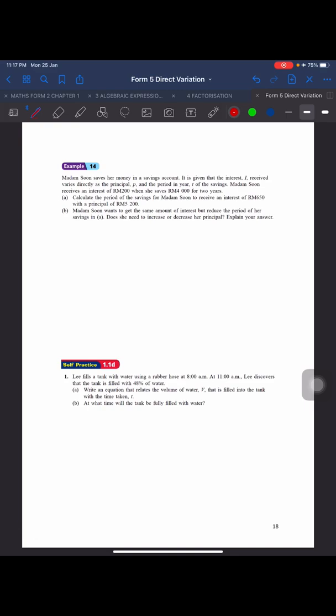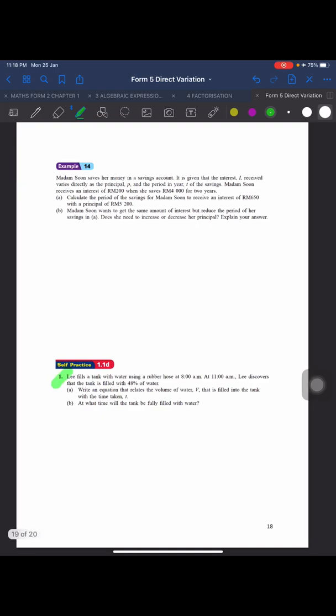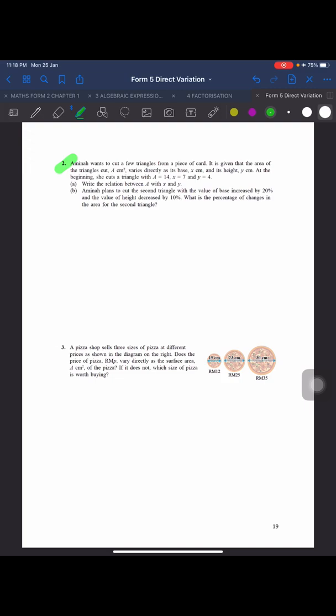For example 4, I want you to try yourself with the same strategy. If you follow step by step, I think you will easily get the answer without any problem. Next, same goes with the self-practice 1.1D. I want you to do number 1, number 2 and number 3. So for this class you have 3 assignments.